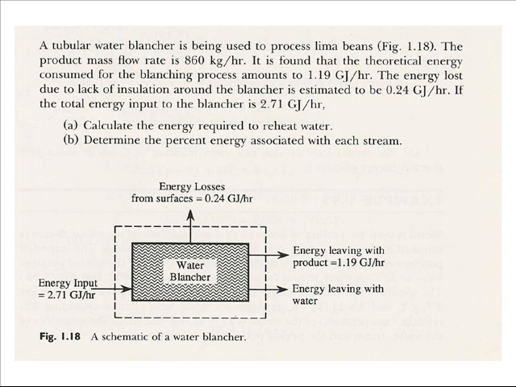For the purposes of this problem, we will consider energy that's input into the system as being positive, and energy that comes out of the system, that is to say arrows that go outside of the dashed boundary, as being negative. And so you see that we have one positive energy input and three negative energy losses. Energy loss from surfaces through insulation, energy leaving with the product, that would be the lima beans, and then energy leaving with the water, which would be the energy that would be recycled for the next set of lima beans to be processed.